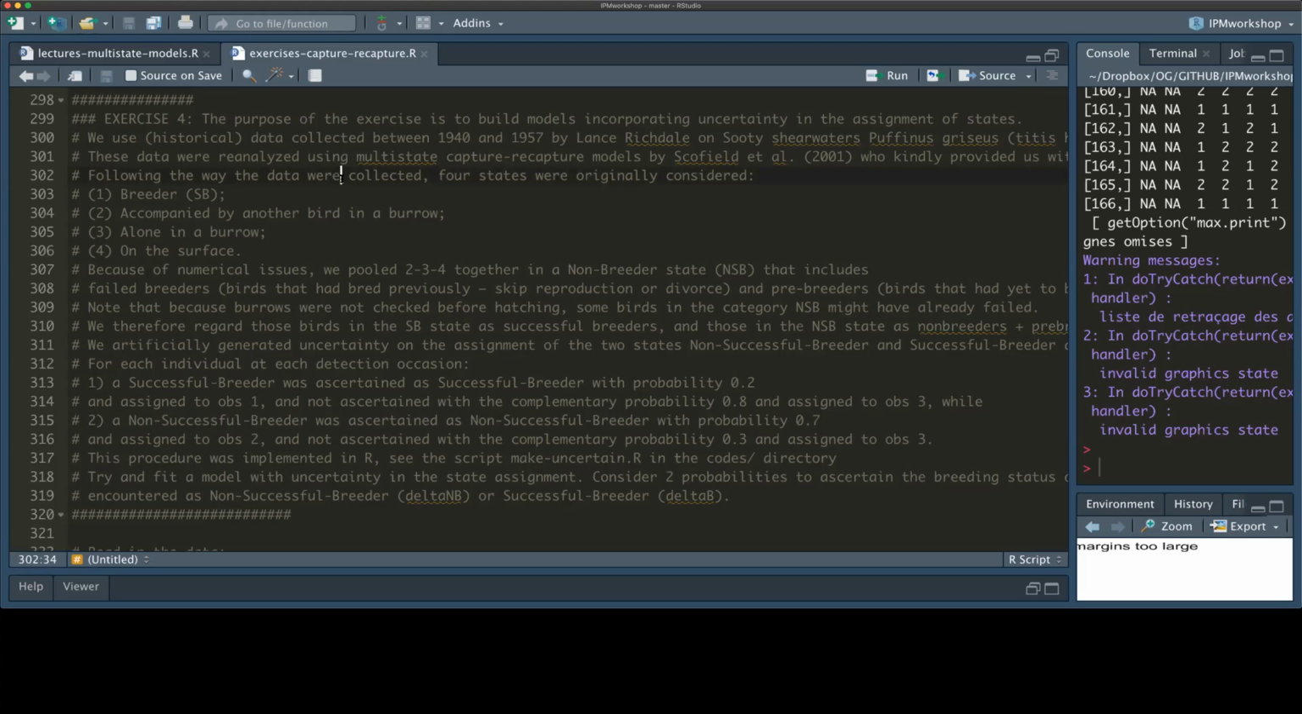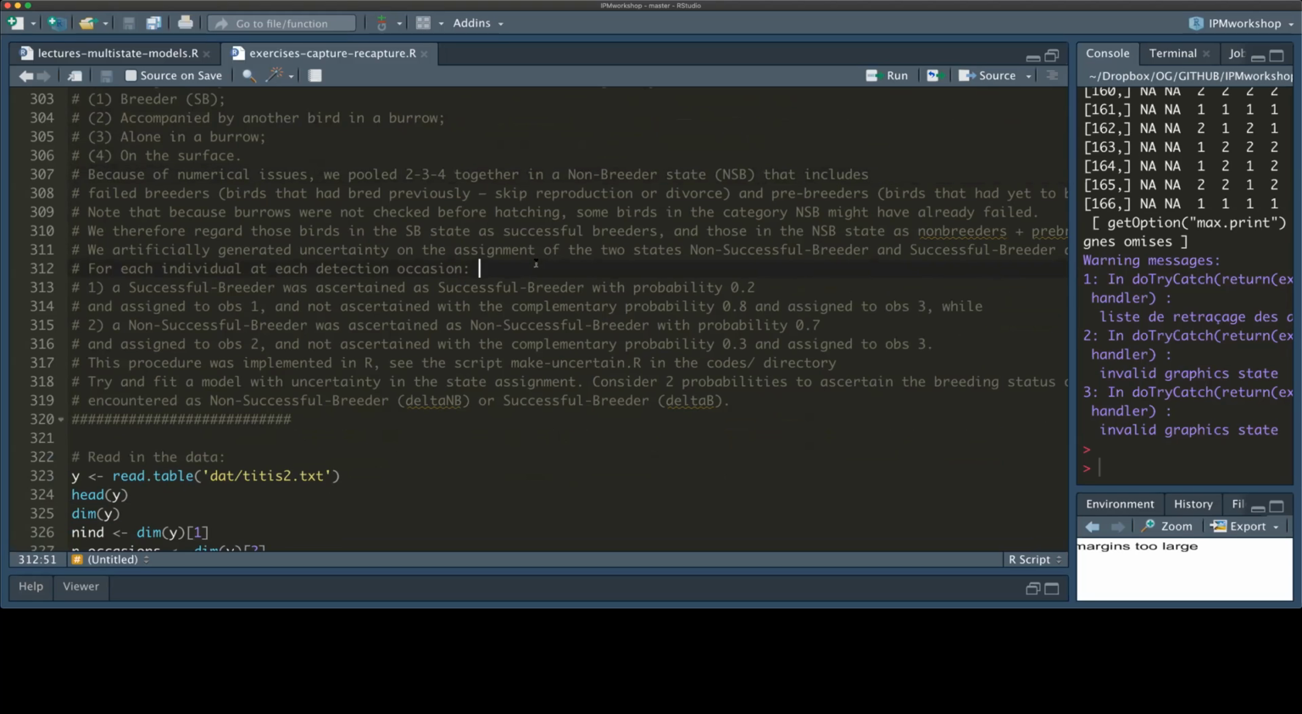And so in the data we have 4 states: successful breeder, breeder accompanied by another bird, alone in a burrow, and on the surface, because they breed in burrows. And when Mike tried to treat a multi-state model, I think he had some issues when he considered all these states separately. So he just pooled states 2, 3, and 4 together in what he called a non-breeder state. Okay, so at the end of the day, we just have a non-breeder state and a breeder state and a dead state.